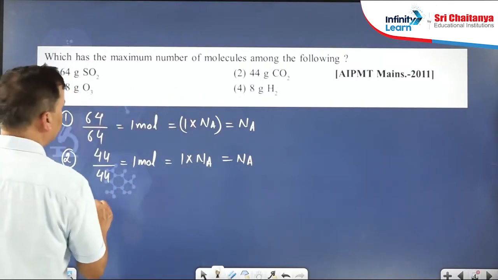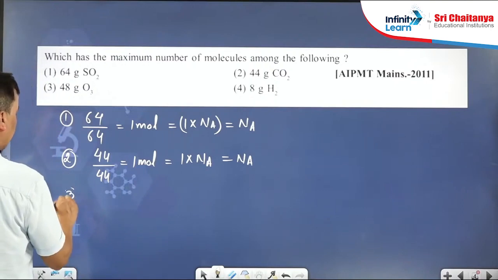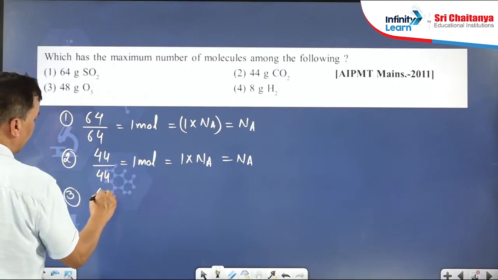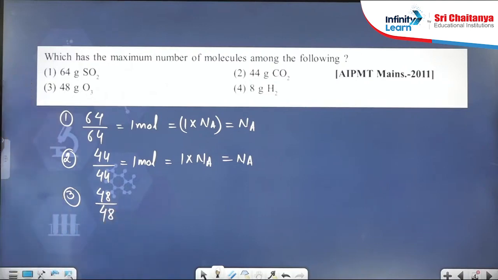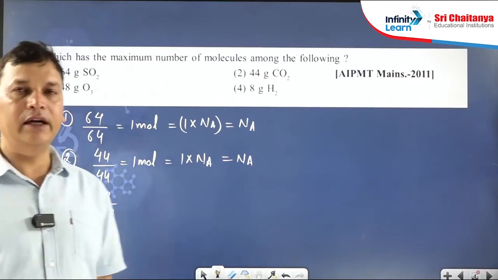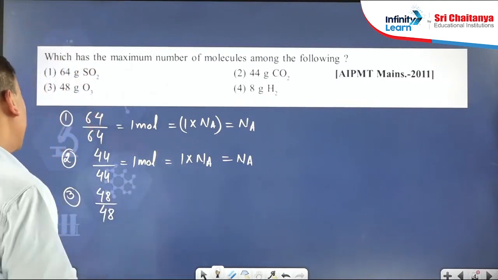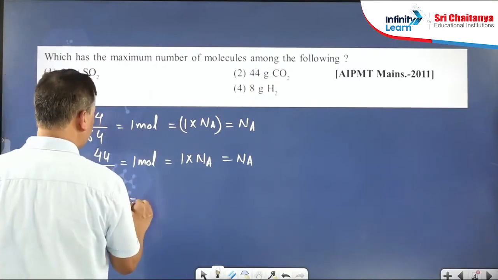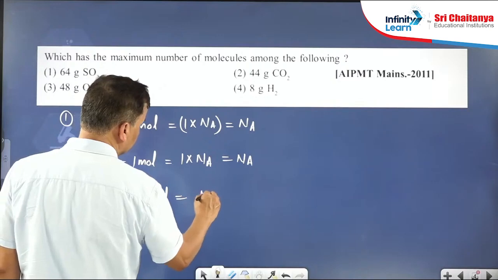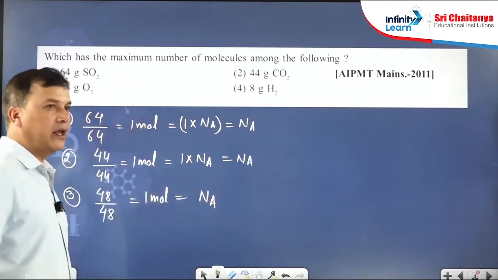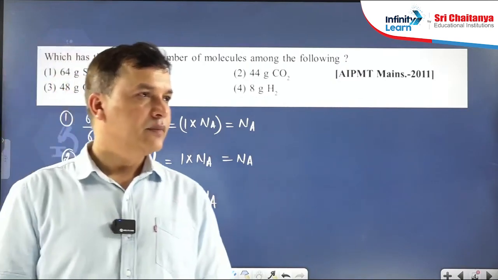Dear student, here is number 3. That is 48 gram of ozone. And do you know what is the molecular mass of ozone? 16 3s are 48. That is 48. So dear student, that is equal to how many moles? That is equal to 1 mole. So number of particles is equal to what? Is equal to Na. Okay.